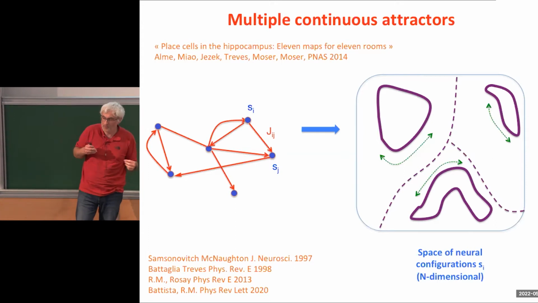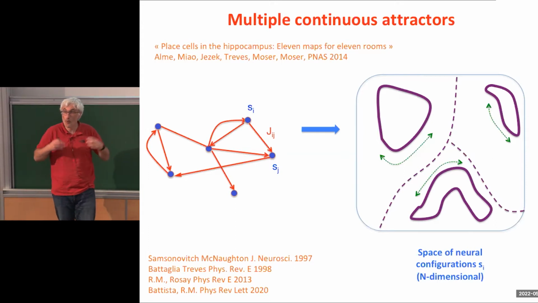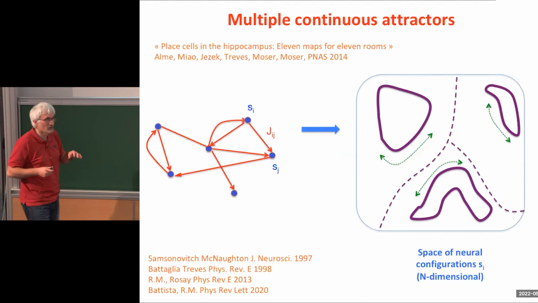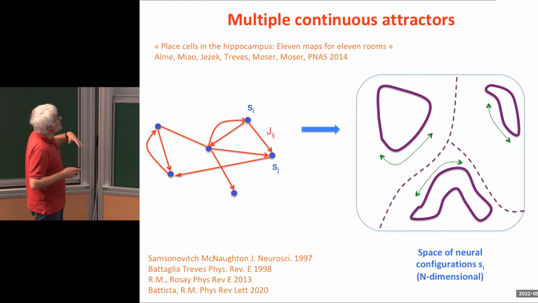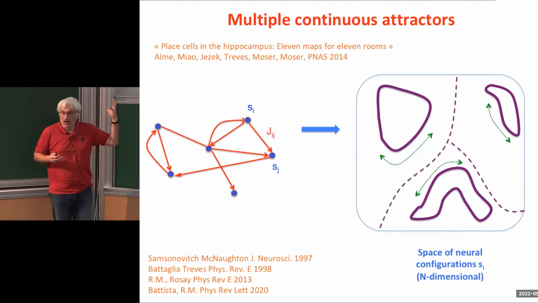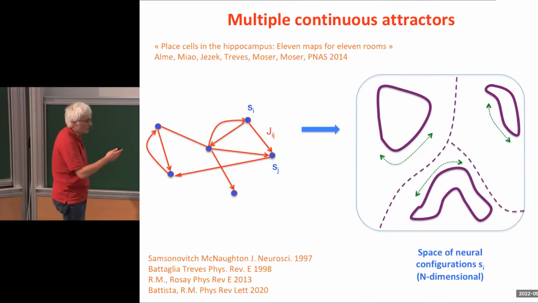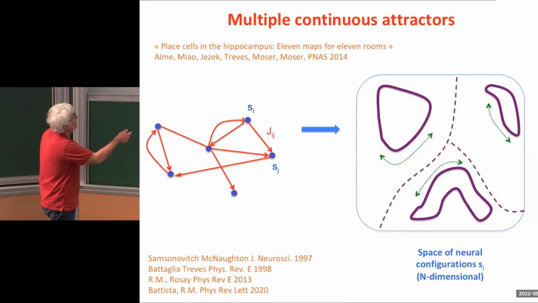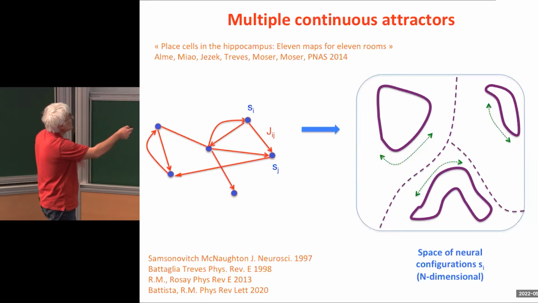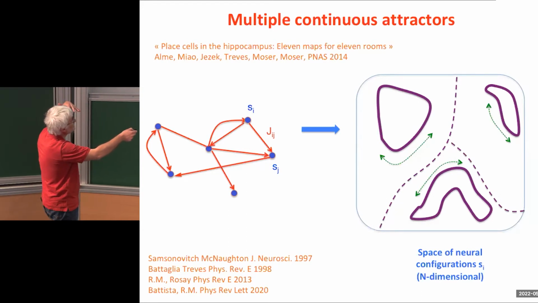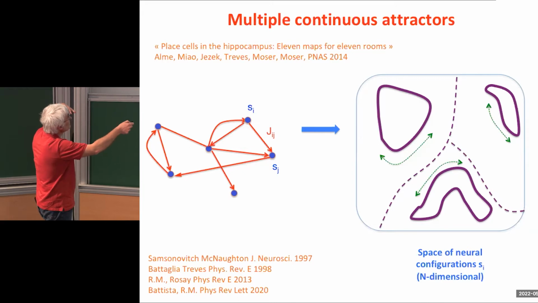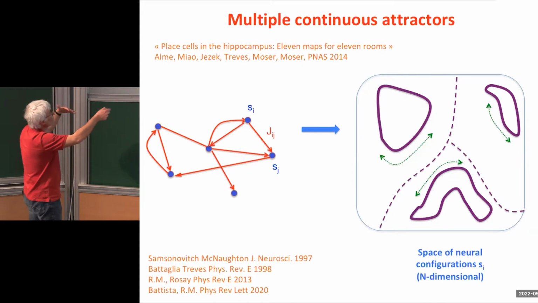Actually, the story can be more complicated than that. Some animals may have more than one representation for the same room. But we don't want to go so far. Still, there is a single hippocampus. So how is it possible that there are 11 different continuous attractors storing the position of the animal, and as the animal is moving, this position is updated along the manifold in a single network?